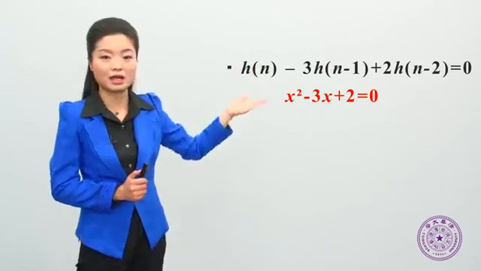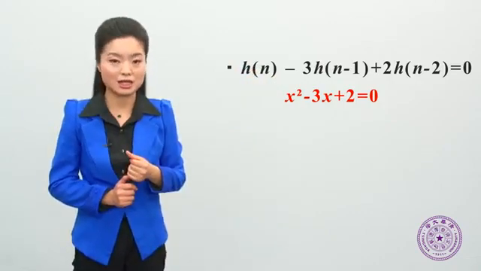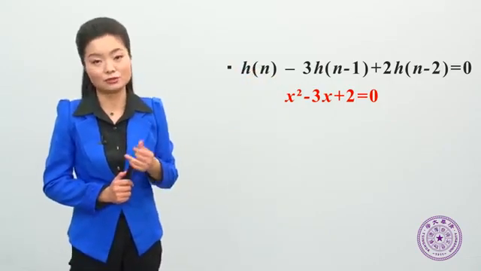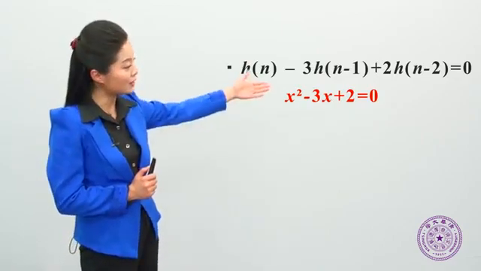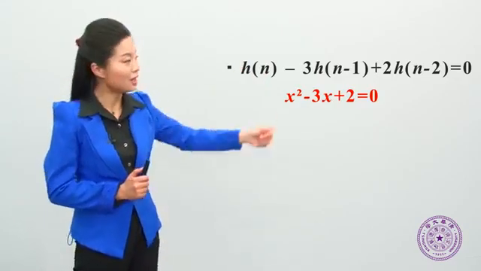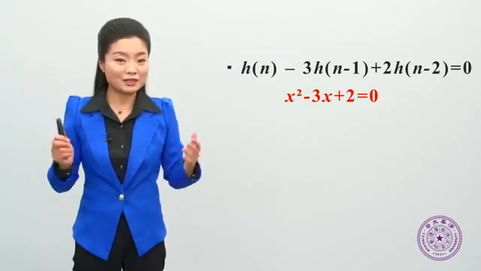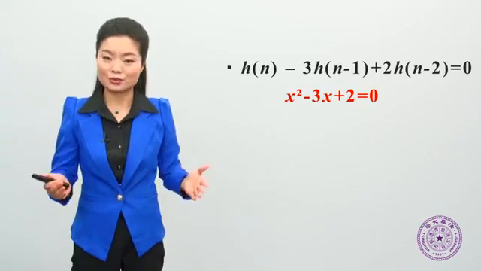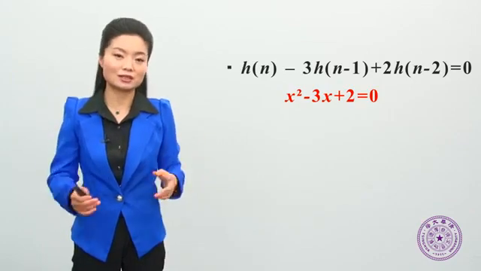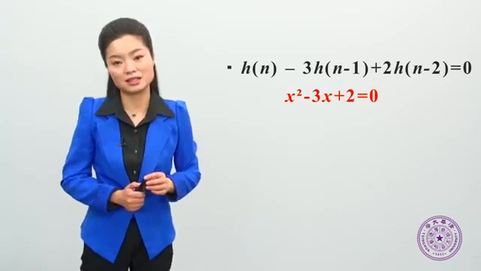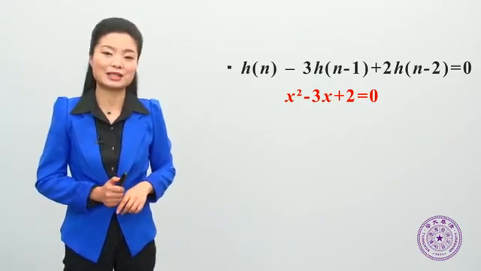What about Hanoi Tower? It's the same. The recurrence relation of Hanoi Tower is hn minus 3 h n minus 1 plus 2 h n minus 2 equal to 0. Similarly, we could see that its characteristic polynomial is x squared minus 3x plus 2 equal to 0. With such a characteristic polynomial, all linear homogeneous recurrence relations could be solved easily. We could introduce it next time.